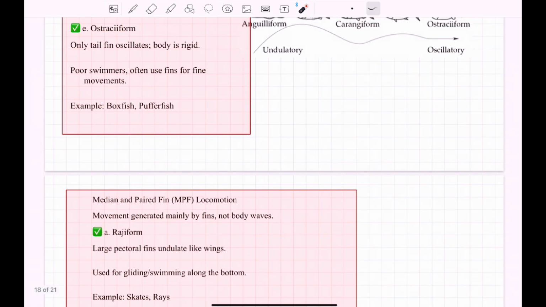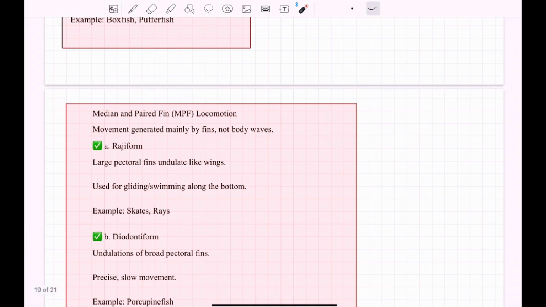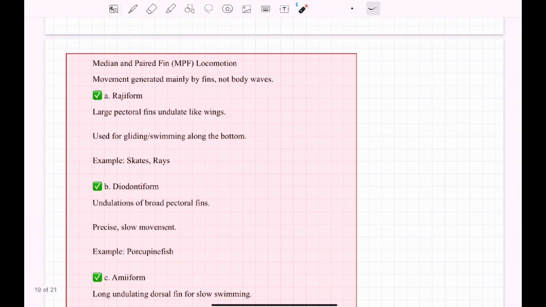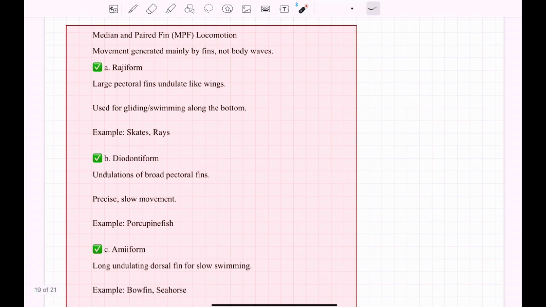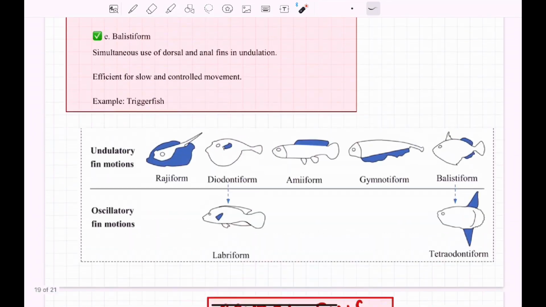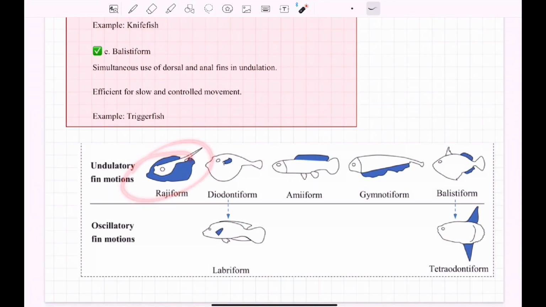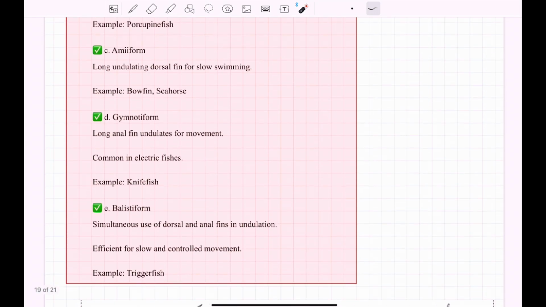These are poor swimmers. They often use fins for fine movements. Then there is use of median and paired fins for locomotion. For example, there is ragiform motion. In ragiform motion, there are large pectoral fins. They will undulate like wings and they will help in gliding. For example, the stingray shows the ragiform motion.